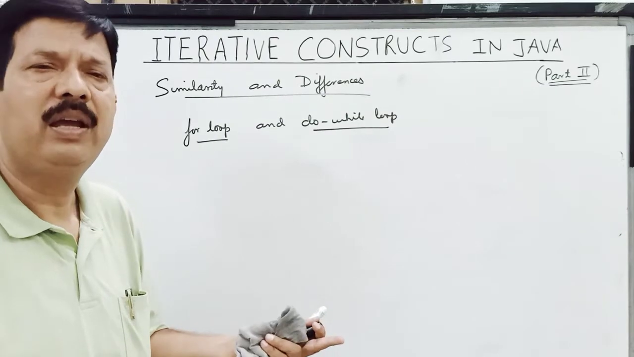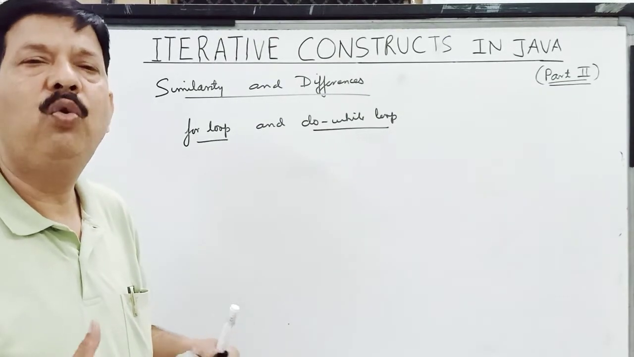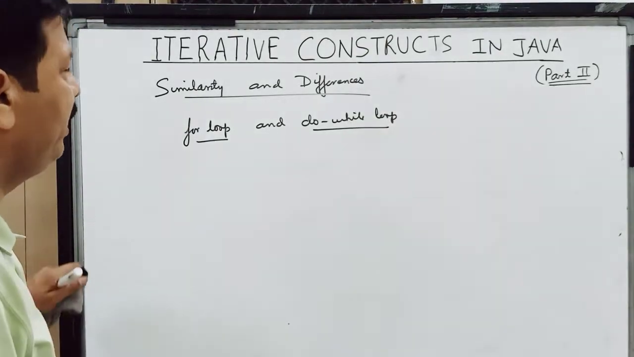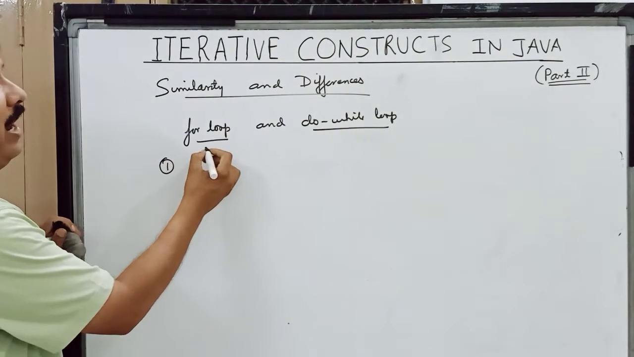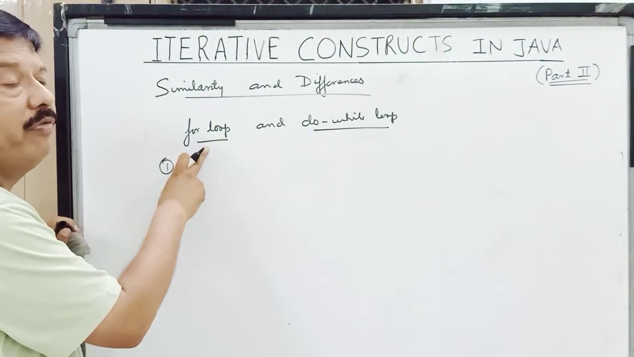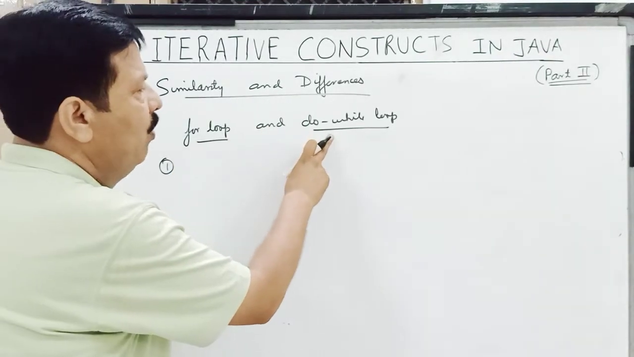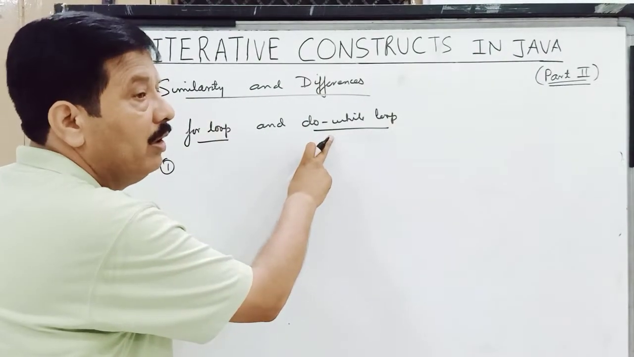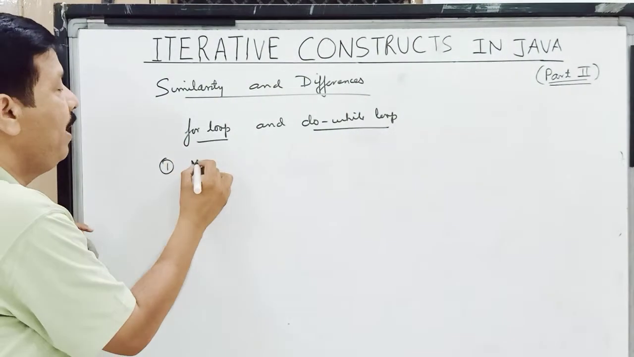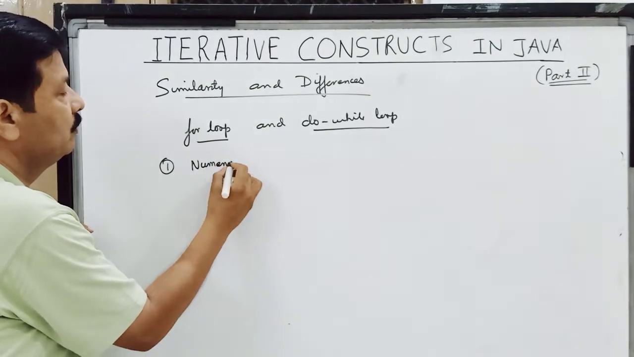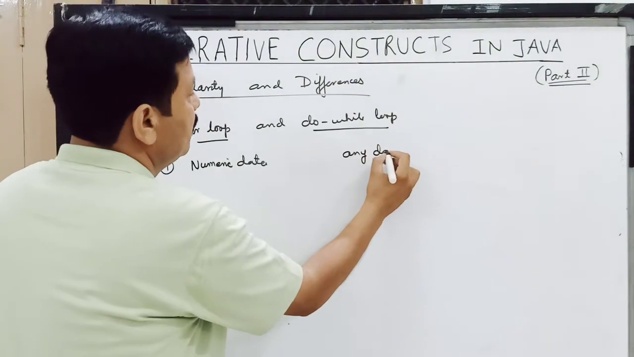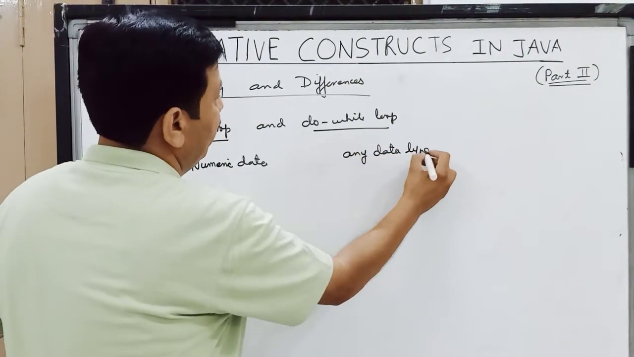They both are looping, therefore both are forming a loop which is executing our statements more than once. And now we come to the differences. First difference is regarding the control variable. The control variable in for loop is of numeric data type, and here in do while loop it is of any data type. So this is the first difference.